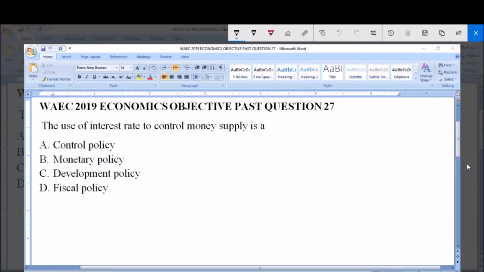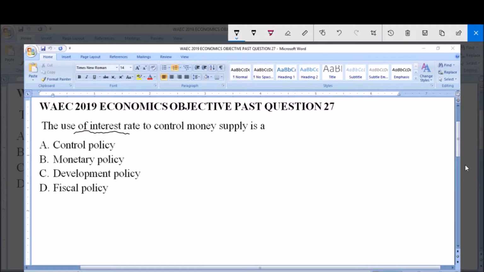Hello, I'm going to be answering WAEC 2019 Economics Objective Past Question 27. The use of interest rates to control money supply is: A. Control policy, B. Monetary policy, C. Development policy, D. Fiscal policy. So the concept we would look at is interest rates.